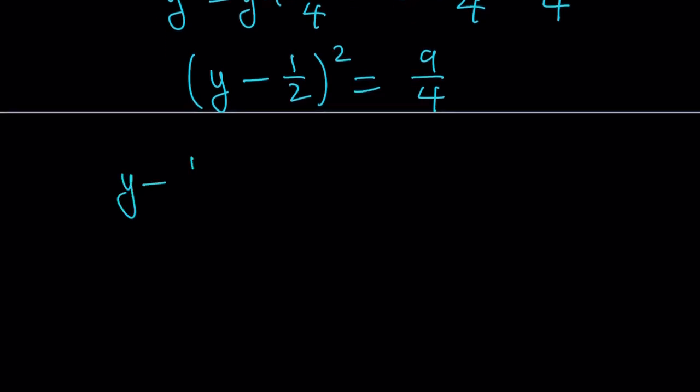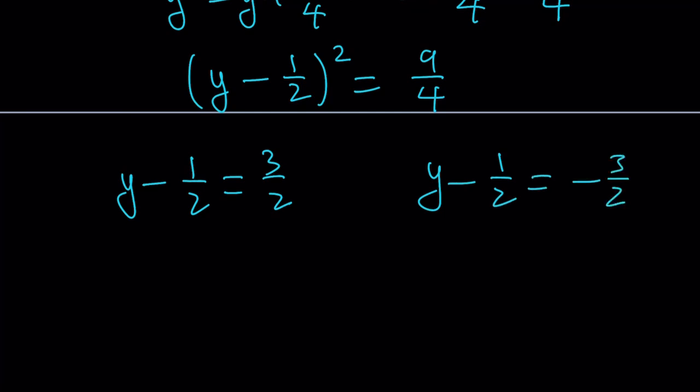In one case, y minus 1/2 is the square root of 9/4, which is the positive square root. That's going to be 3/2. Or we can write the right-hand side as -3/2. Because there are two numbers whose square equals 9/4. So don't get me wrong. I'm not saying the square root of 9/4 can be plus minus 3/2, but more like there are two numbers whose square equals 9/4, and those are 3/2 and -3/2. Make sense? Hopefully it does.